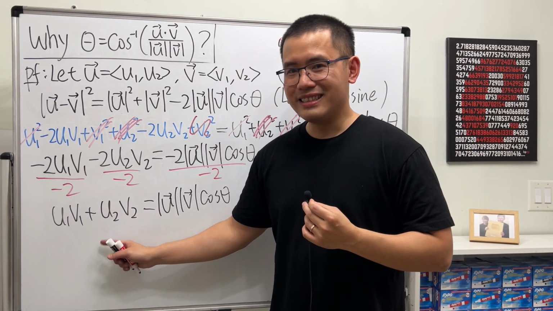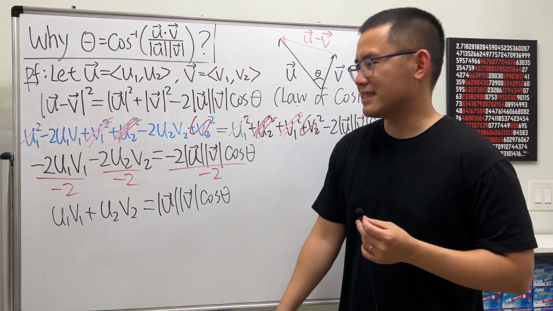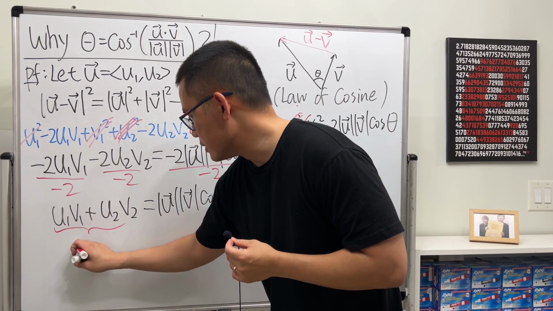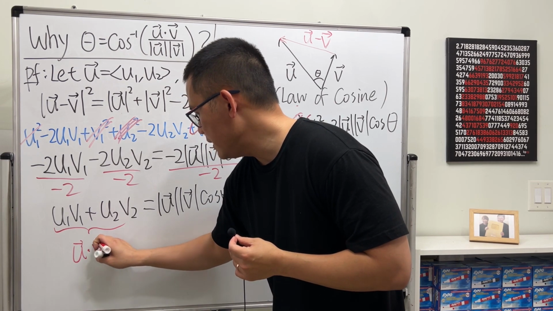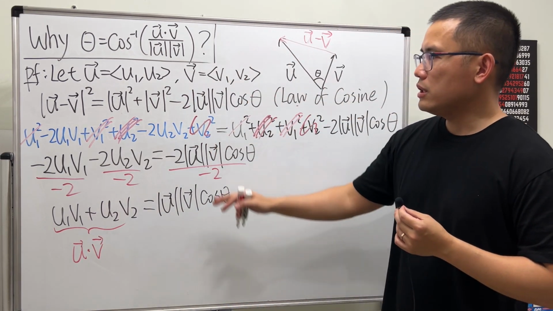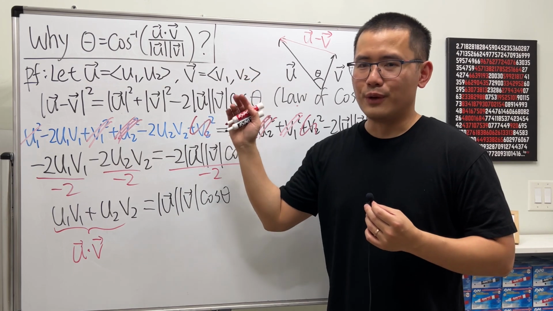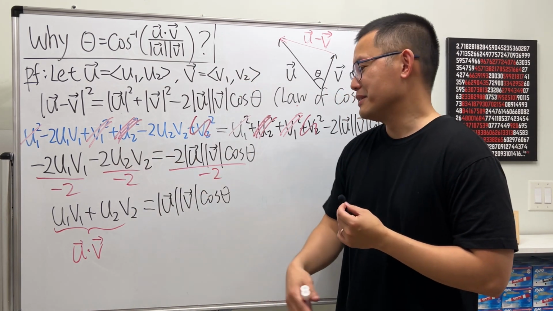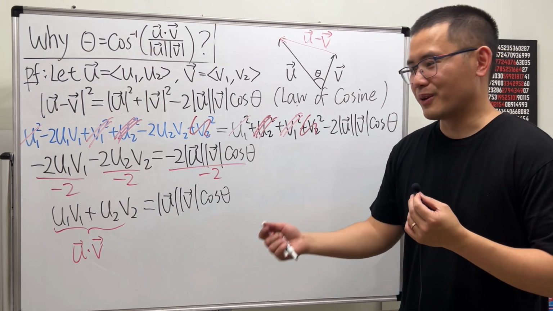This is precisely our dot product. So we can just turn this into the dot product notation. This is u dot v. And imagine if you want to do it with the 3D version, you just have one more term with u3 times v3. Told you it's going to be the same thing, just longer.